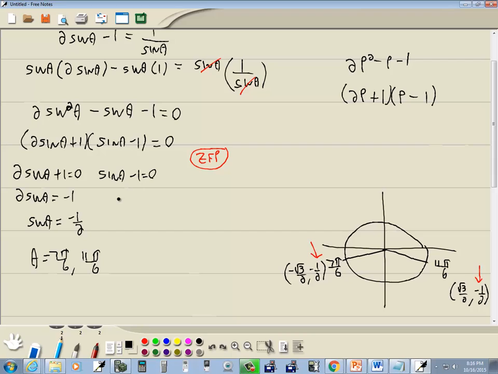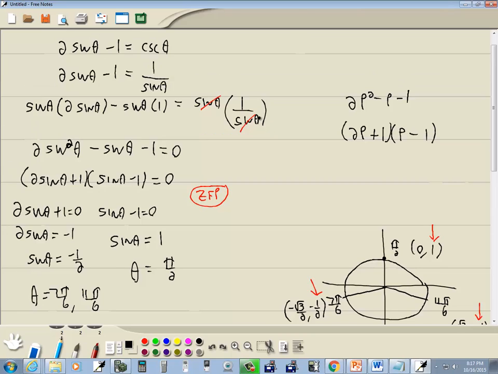Now let's look at this other piece. I'll take the negative 1, move it over, becomes positive 1. Now this point right here at pi over 2 is the point 0, 1, and we're asking when is sine equal to 1. Sine is a y part, and it's equal to 1 right there. So this would tell us that theta is equal to pi over 2. So we have 7 pi over 6 and 11 pi over 6, and pi over 2.